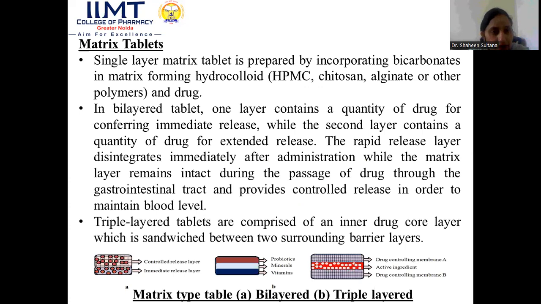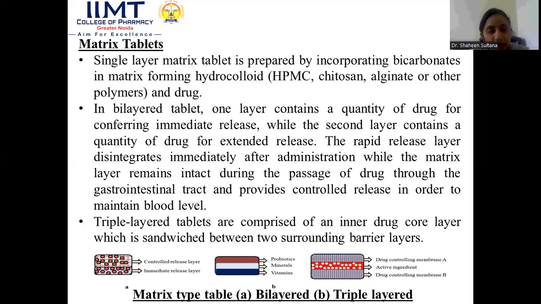Now, the matrix tablet. The single layer matrix tablet can be bilayer or it can be triple layer. So the tablet can be used to extend the gastro retention of a dosage form. Now, the single layer matrix tablet is prepared by incorporating bicarbonate in a matrix forming hydrocolloid such as HPMC, chitosan, alginate, or other polymer, and drug.